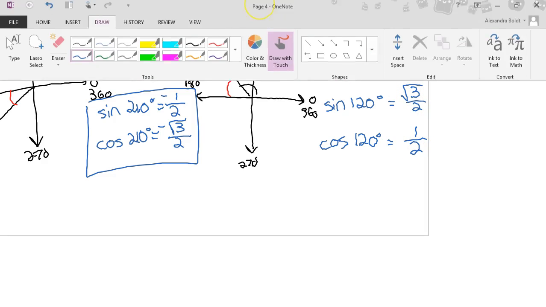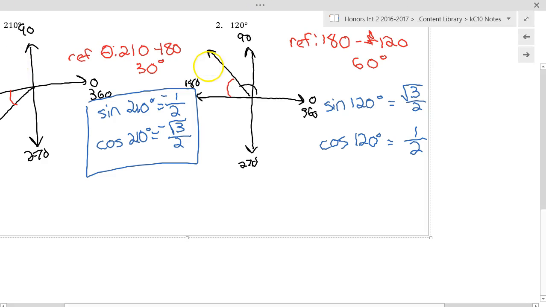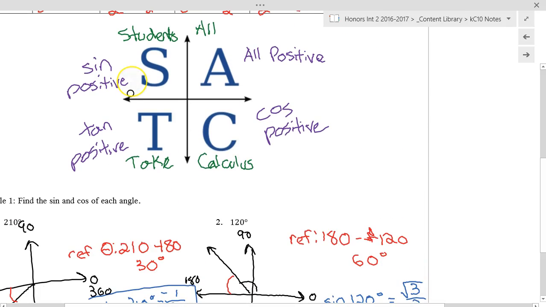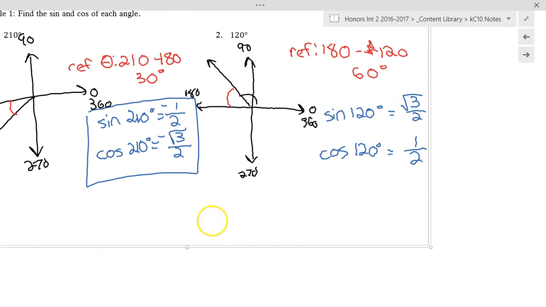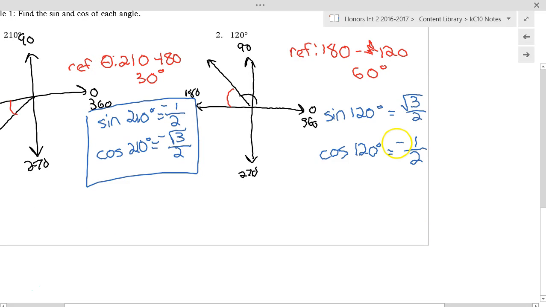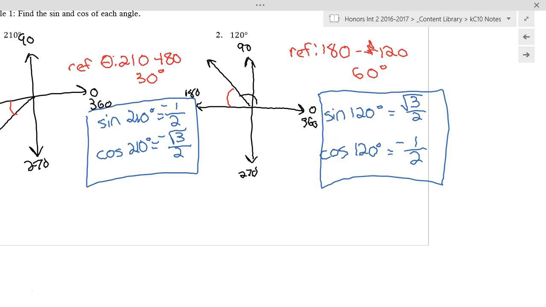Last thing, again, check your signs. I am in the second quadrant. In the second quadrant, sine is positive, so that means sine is positive and cosine is negative. Positive, negative. Those are my answers. Done. So we're really just adding on one small step to what we were doing yesterday with graphing our angles and drawing in our reference angles.